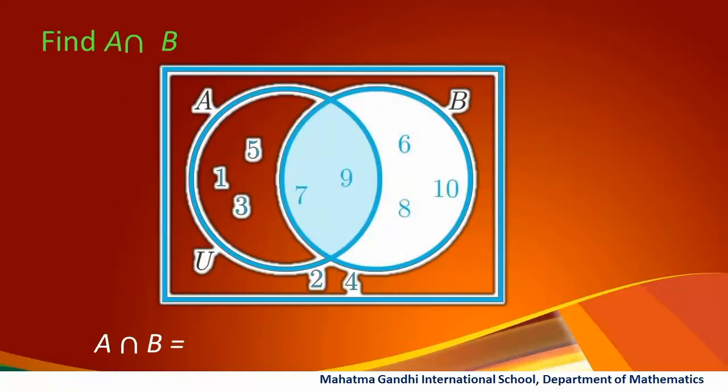Next we can find out A intersection B. Look at the Venn diagram. What is A intersection B? Intersection means common, the elements which are common in A and B. So here A intersection B is the set 7 and 9. So only 7 and 9 are the elements that belong to A intersection B.